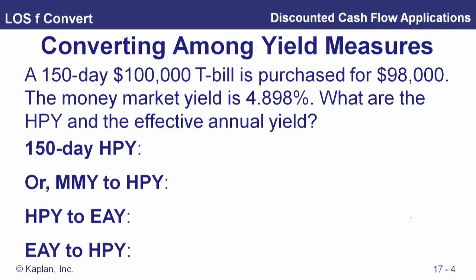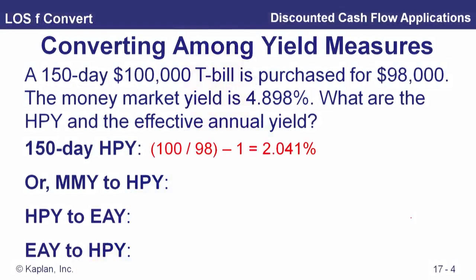$98,000. So the discount from face value is 2%. And we're told we got a money market yield of 4.898%. What are the holding period yield and the effective annual yield? Well, we've really broken it down into two steps here. First, we're going to back the holding period yield out of the money market yield. And then we can use that to calculate the effective annual yield.